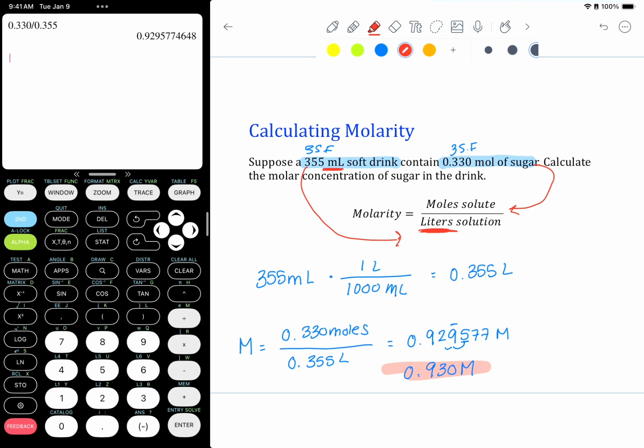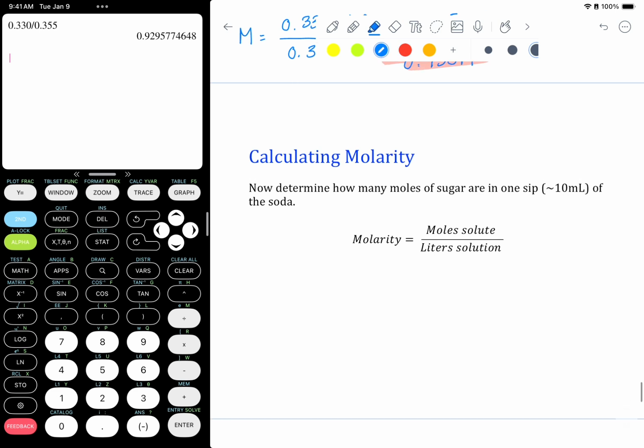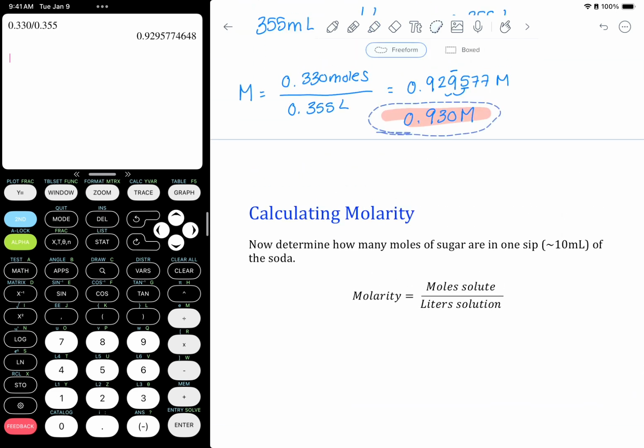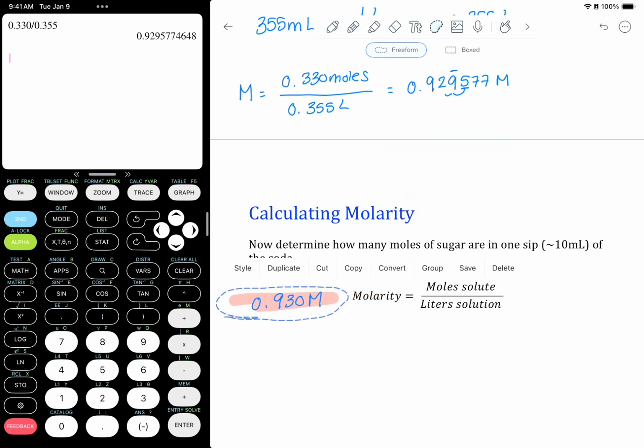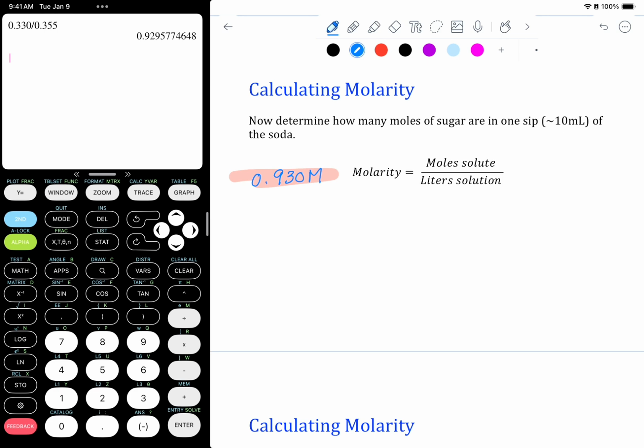Now we can go one step further and say, if we now know our concentration, so I'm just going to bring that concentration down here. Now that we know the concentration of sugar in our soda, we now want to determine how many moles of sugar are in just one sip of that soda. So we define one sip as 10 milliliters.